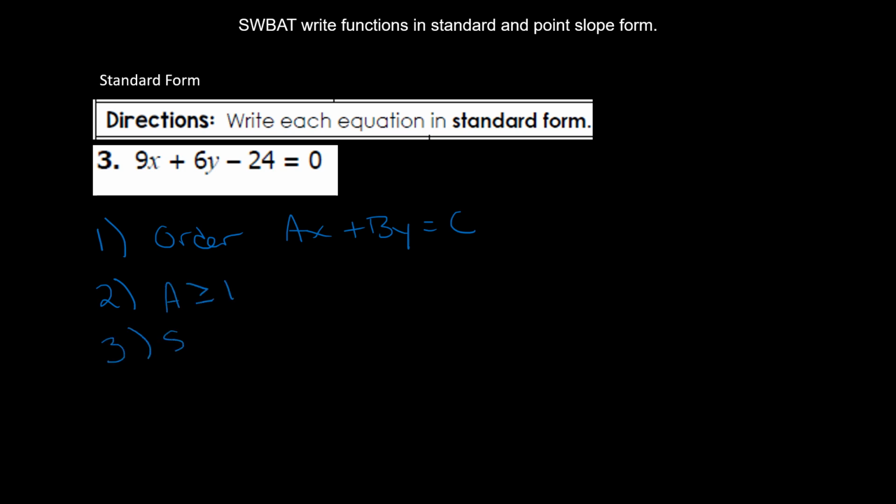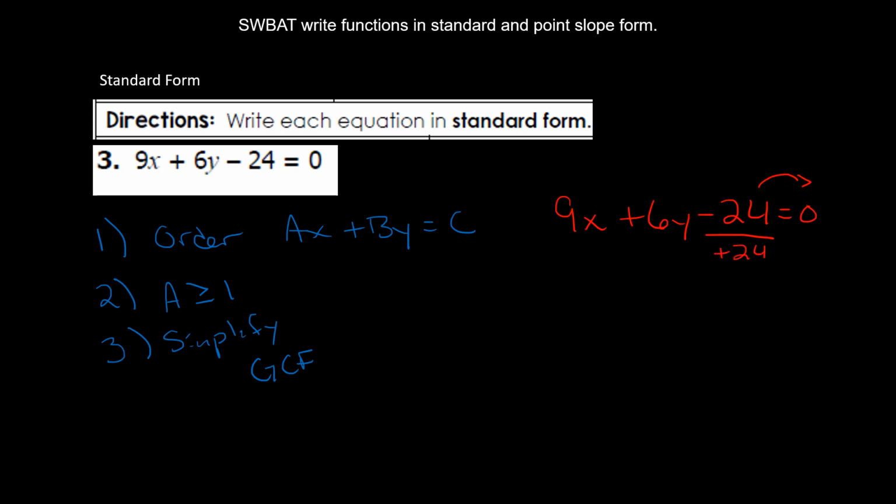And our third step is we want to simplify for our greatest common factor. So when we have this equation of 9x plus 6y minus 24 equals 0, we want to look at the order. And the first thing that we should be identifying is that our constant value of negative 24 is on the wrong side of the equal sign. So we're going to go ahead and move it over there. We can do that by adding 24 to both sides. So we would end up getting 9x plus 6y equals 24.